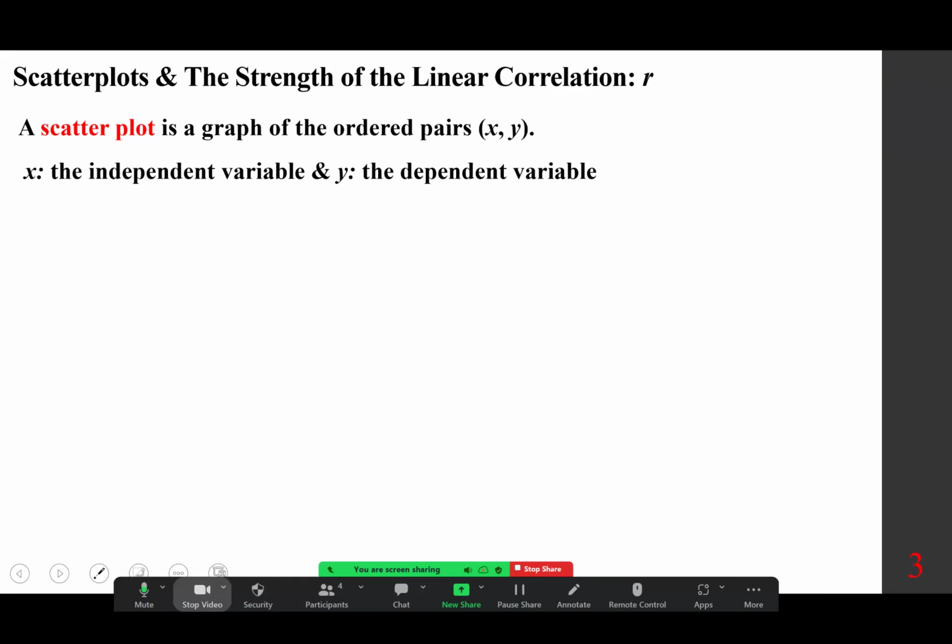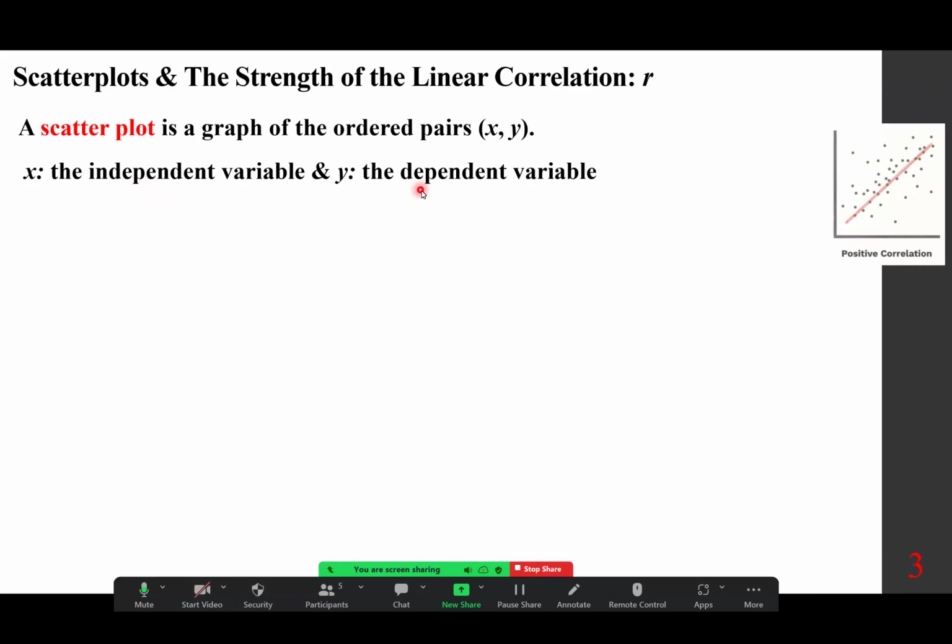So let us discuss a couple of things. Scatter plots and the strength of a linear correlation R. A scatter plot is a graph of the ordered pairs x, comma, y. X, the independent variable, y, the dependent variable. If you have those dots, each dot representing a pair x, comma, y, this looks like a line going through it with a positive correlation.